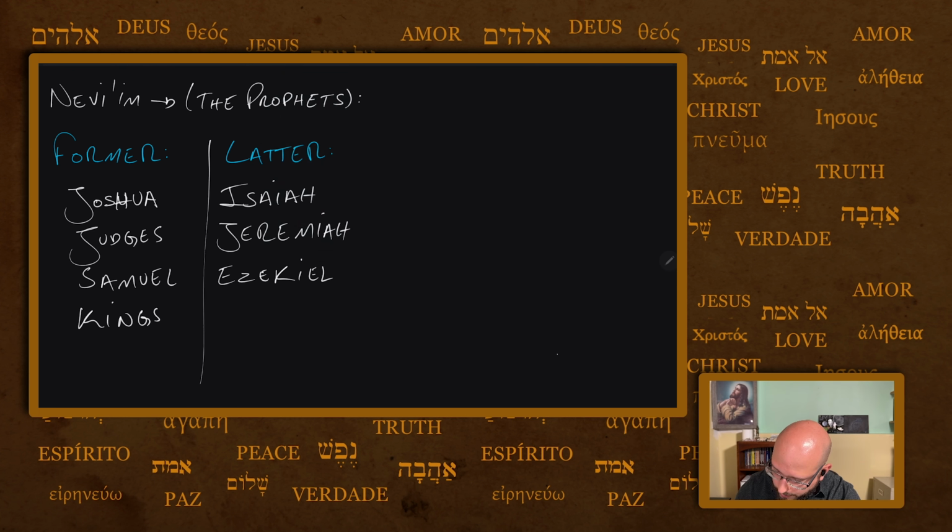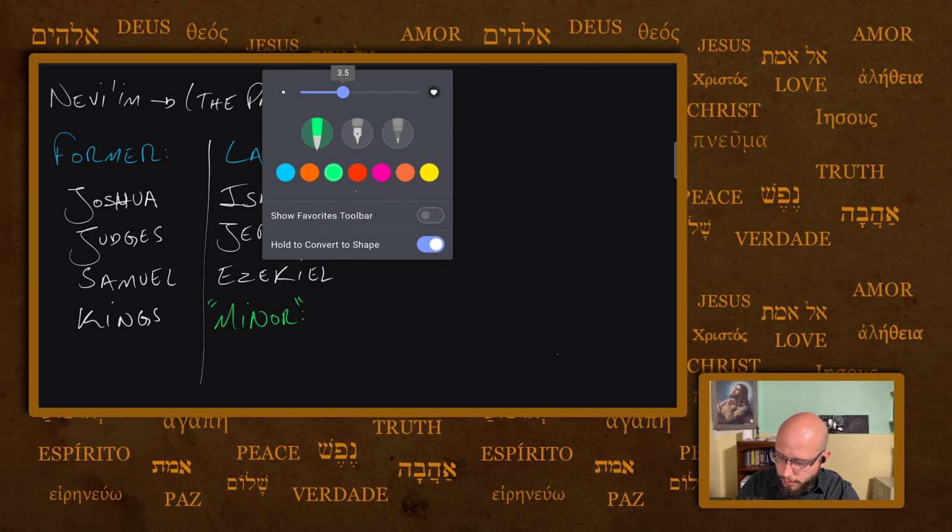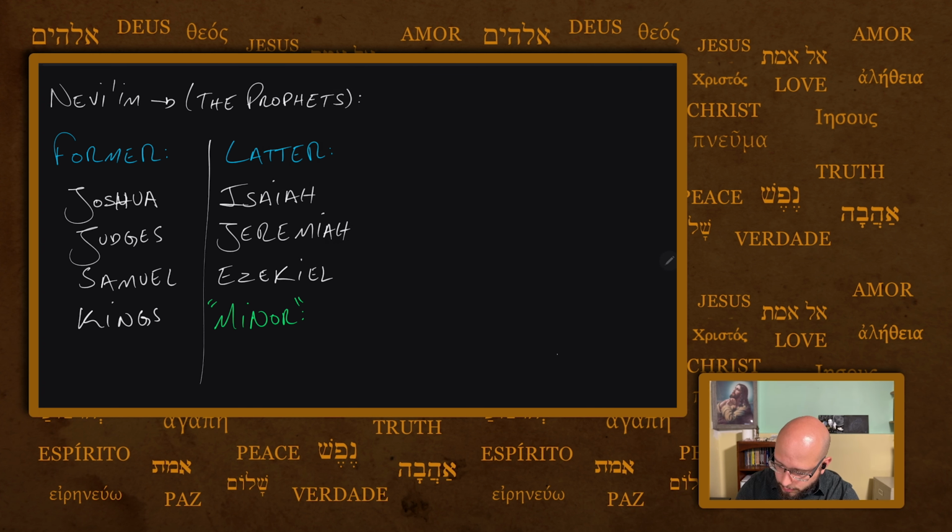And now we have the minor prophets. I'm going to put here another color to separate. And we put minor between quotes because, as I said, it's only a matter of the number of books. So they are known as the minor prophets because their books are shorter. There are not as many chapters as in the books of Isaiah, Jeremiah, and Ezekiel. So for being smaller books, they're called minor prophets, but it doesn't mean that they are minor in importance. It's not a reference to the quality of the books, but the quantity of those books.